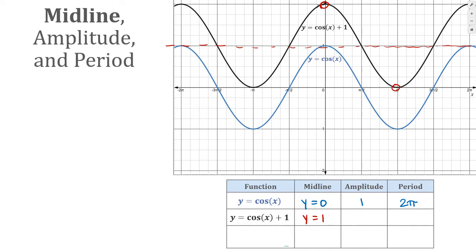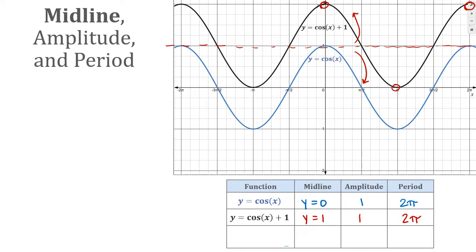The amplitude is still just going to be 1 because it is the distance from the midline. So the midline's changed, but the amplitude is not. It's the distance from the midline to that maximum or that minimum value. And then the period. Has the period changed? No, if we start at, say, 0, comma 2, we are still seeing that repeat down at 2 pi. So the period is still 2 pi.